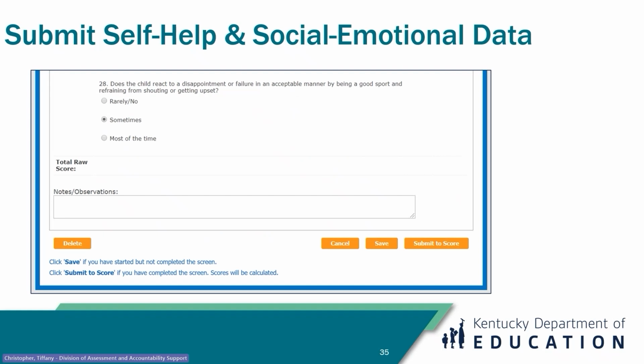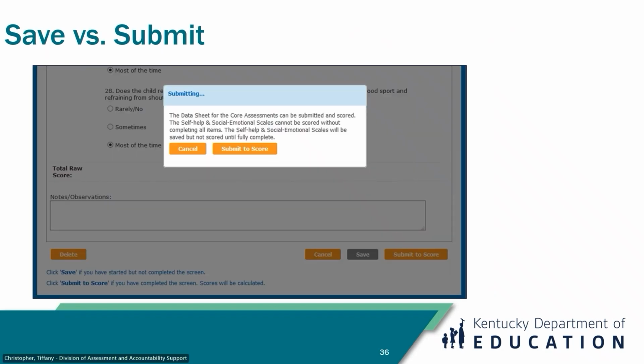The same applies for the self-help and social emotional scales. After entering that data, you will hit save. Once all data is entered, submit must be clicked on the core assessment tab and the self-help and social emotional tab. Many times, those entering the screening data fail to finish entering all data, or they enter everything and forget to hit the Submit to Score button.